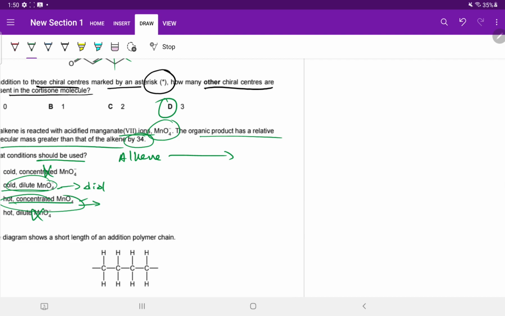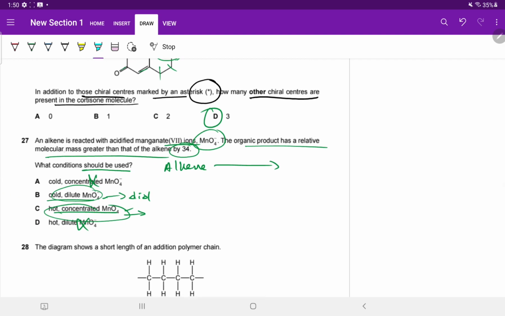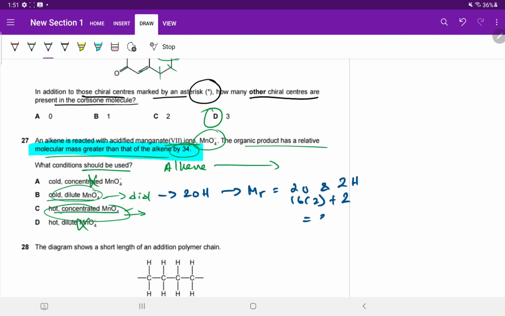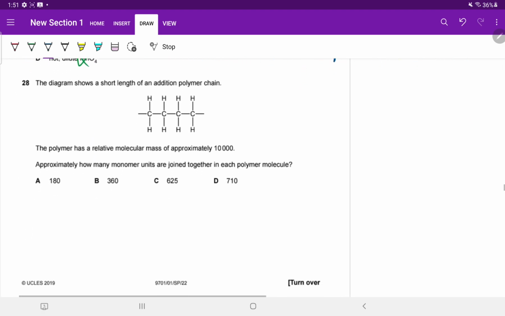Now let's calculate. Over here they have said an important point is that the molecular mass is greater than the alkene by 34. So if we consider, a diol is basically 2 OH groups. So 2 OH groups will have an Mr of 2 oxygen and 2 hydrogen. So 16 times 2 plus 2 will give us 34. So whenever diols are produced, the mass or Mr will increase by 34. Therefore, the correct response to this question is B.